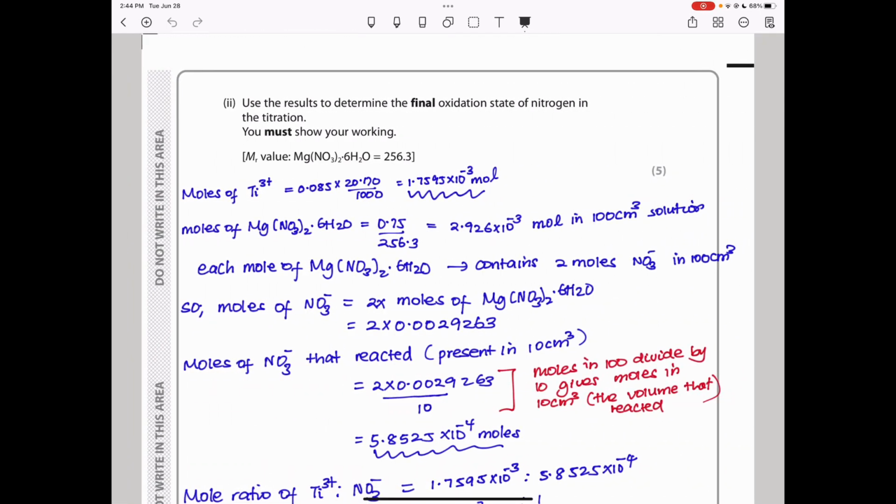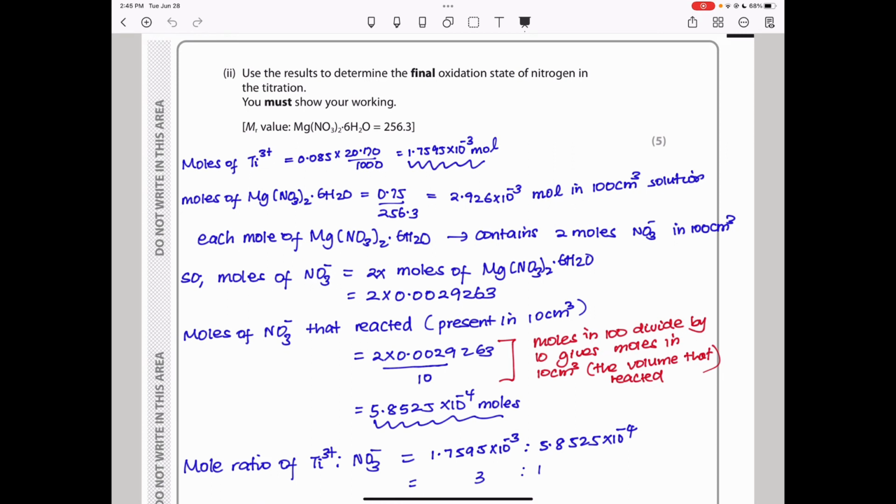Here they say, use the results to determine the final oxidation state of nitrogen in the titration. You must show your working clearly. Here they've given us the Mr of this whole thing as 256.3. So I will begin. Since we have the information concerning titanium 3+, we have the concentration and we have the volume. The concentration is that. The volume is that, but divide by 1000 to convert the volume to decimeters cubed. So we can find the number of moles as concentration times volume, giving us the moles of titanium 3+.